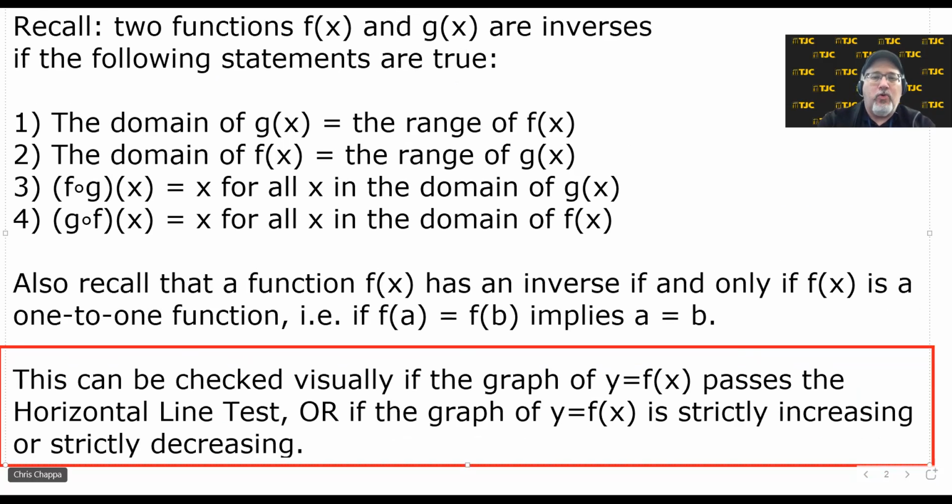All right, so we can see if a function is one-to-one by checking visually if the graph of y equals f of x passes the horizontal line test, meaning that when you draw a horizontal line, you can only hit the graph once. That makes it a one-to-one function. Or if the graph of y equals f of x is strictly increasing or strictly decreasing, meaning from left to right, either the graph is always going up or always going down. It never fluctuates in a vertical direction, because if it does, then that curve causes the point where it would fail the horizontal line test.